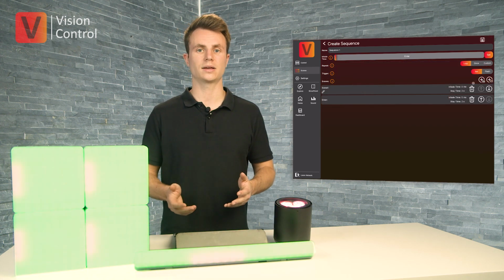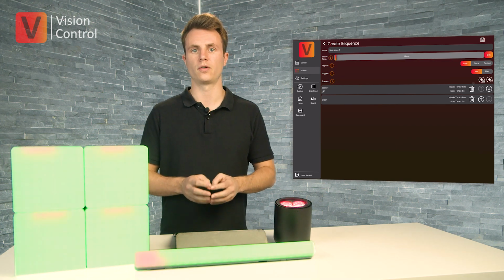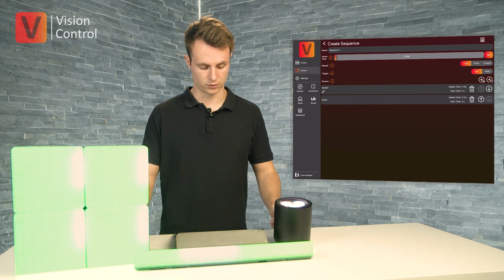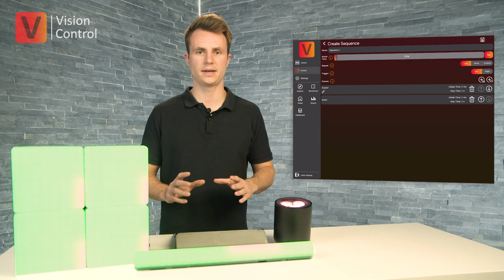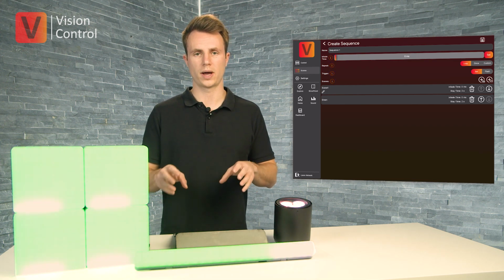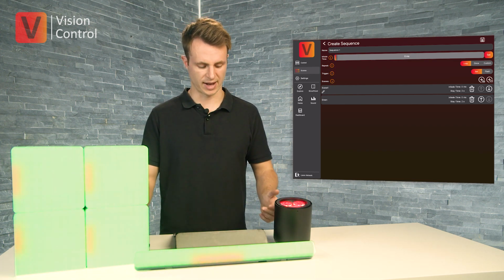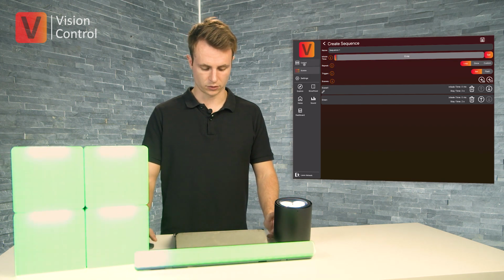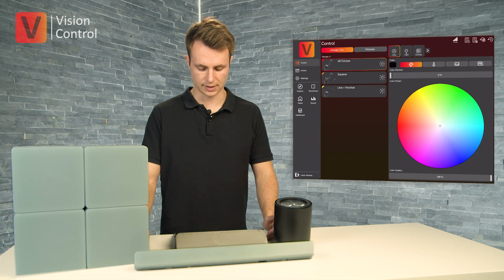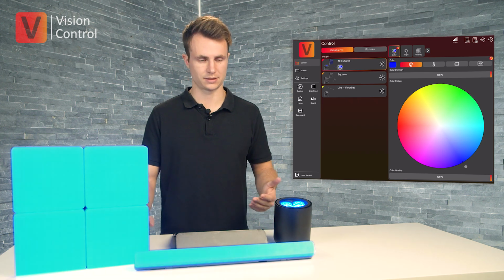But there's also a second way to create a scene for a sequence. I will show it to you now. So we can kind of create the scene live while we are in the sequence creation. Therefore, we can go to the control page, we can reset everything. In our case, just use blue.